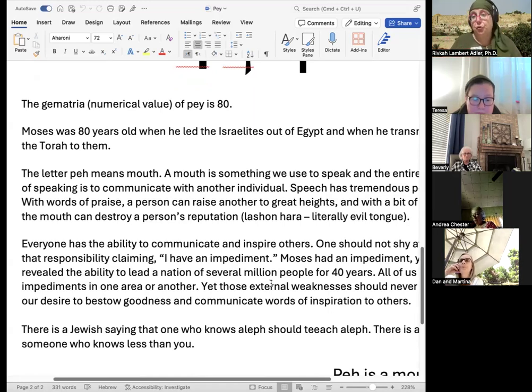And we can use it to destroy relationships and destroy people's reputations in the form of Lashon Hara, which we have spoken about. Lashon Hara literally means evil tongue. So it doesn't have the word pei in it, but you could call it like a bad mouth, an evil mouth. Okay. And then there's this idea, just to connect the 2 ideas, that Moshe had a speech impediment. I believe this is well known.